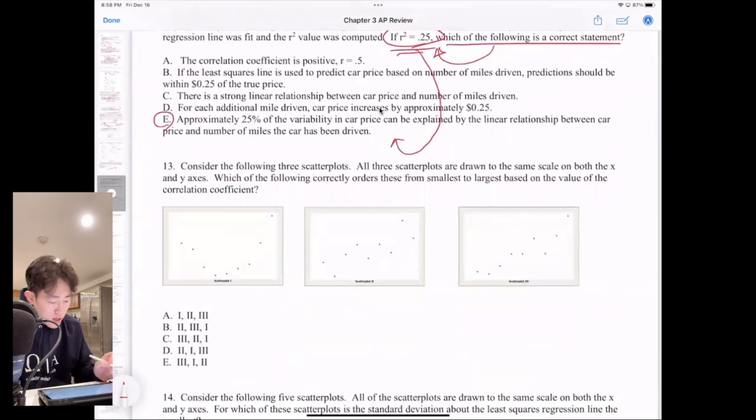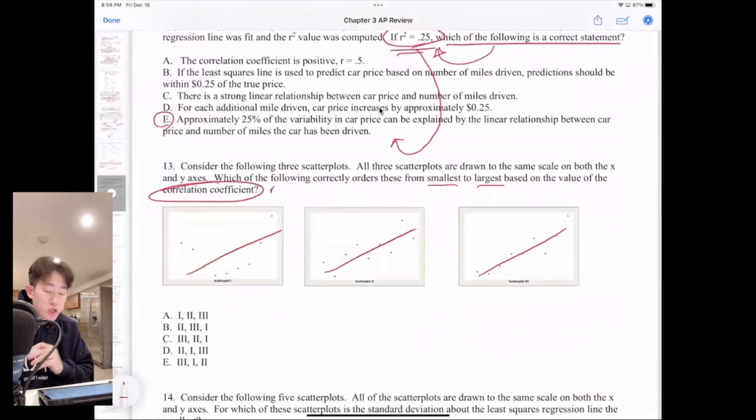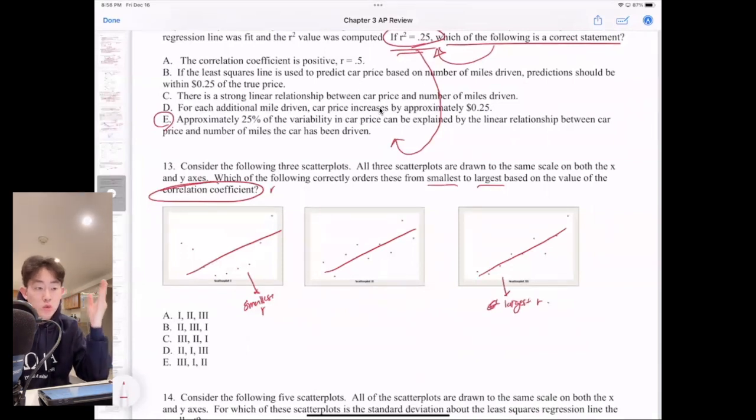Okay, so we want to find out the smallest to largest correlation coefficient, which means R. Once again, this is kind of like 10 and 11. Draw a line. Okay, which one is closest and which one's the farthest? So it seems to me this one will yield the smallest R because it's the weakest, and this one yields the largest R because it shows a very strong relationship. So we're going 1, 2, and 3 in that order, from weakest to strongest. So it's going to be A for this one.